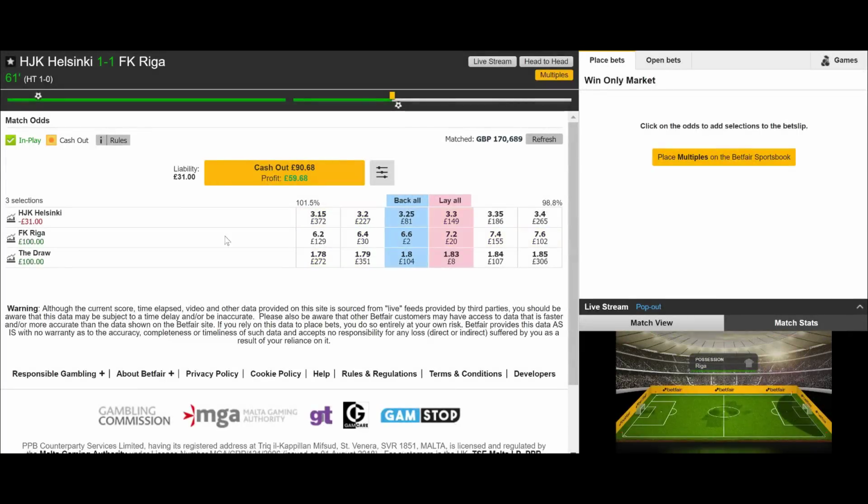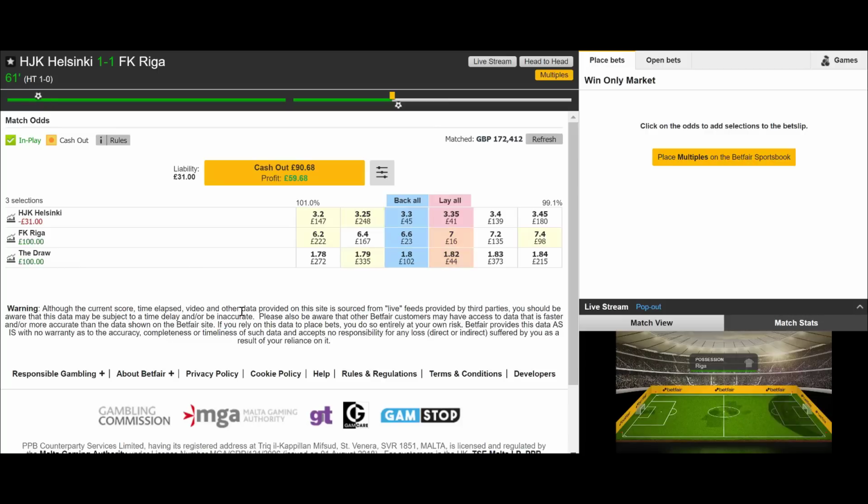So we're involved in this match, HJK Helsinki against Riga from the Europa League, okay? Now, what's happened in this one is we laid Helsinki when it was 1-0 to Helsinki. We laid them at 1.31 with a £100 stake. Gives us £100 of profit potential. Okay, now we've got the equalizer that we want, right? So you'd think, hey, we could just lock that in, that's £60 of profit, which is a nice return on the risk, okay?